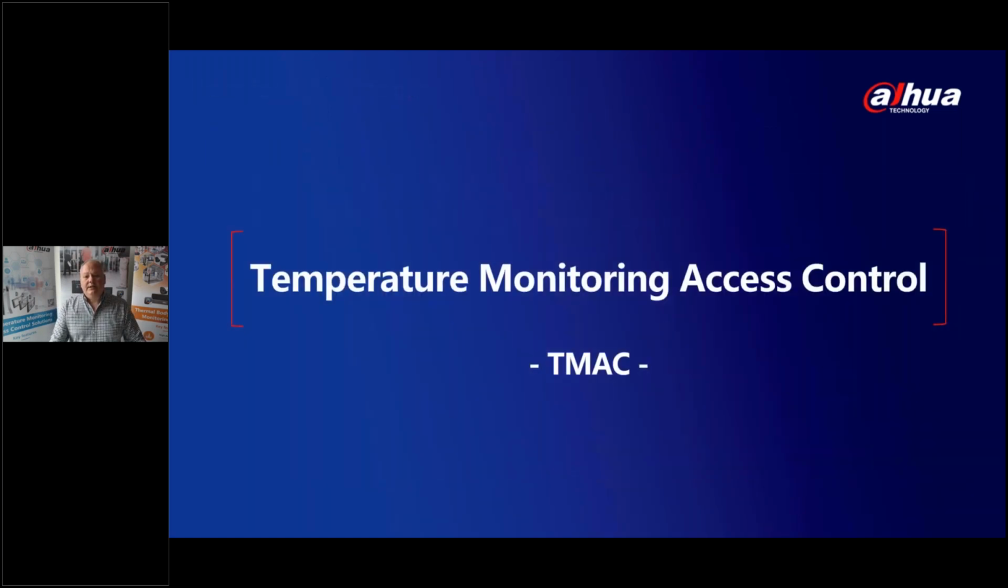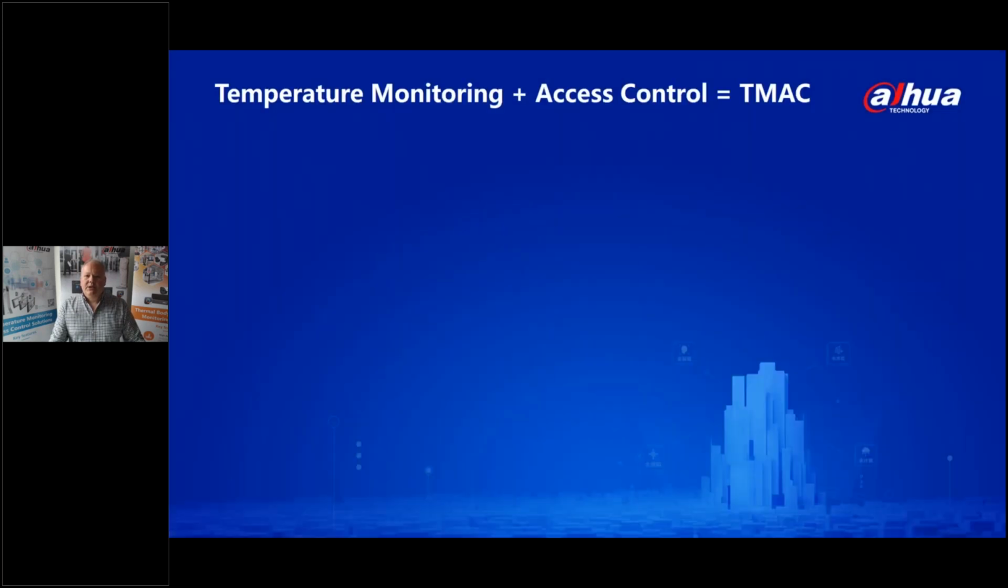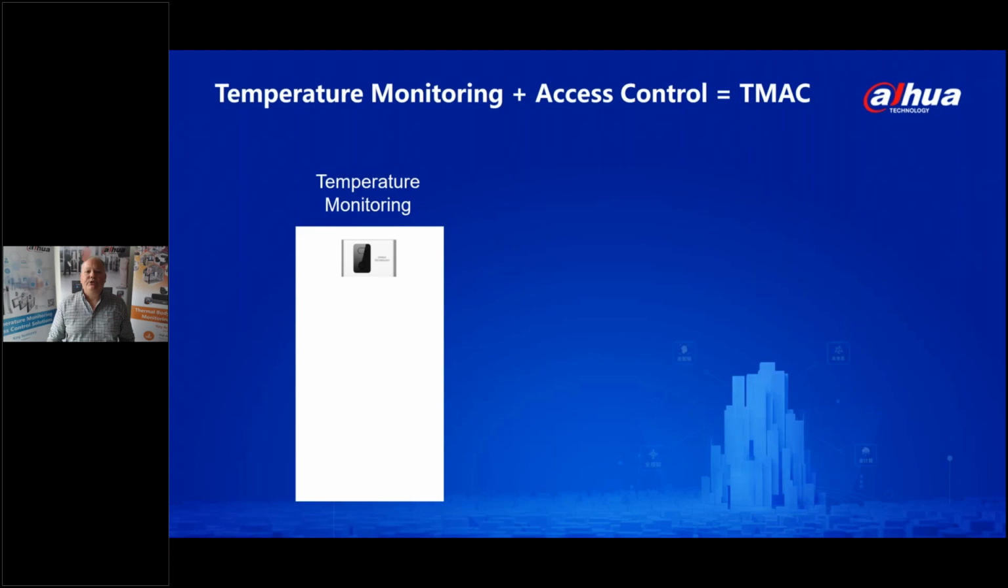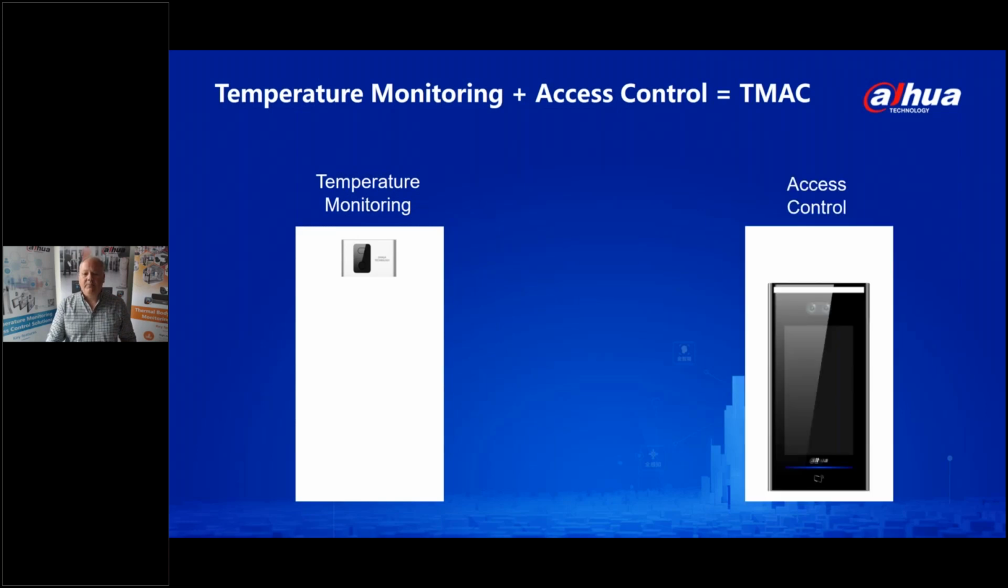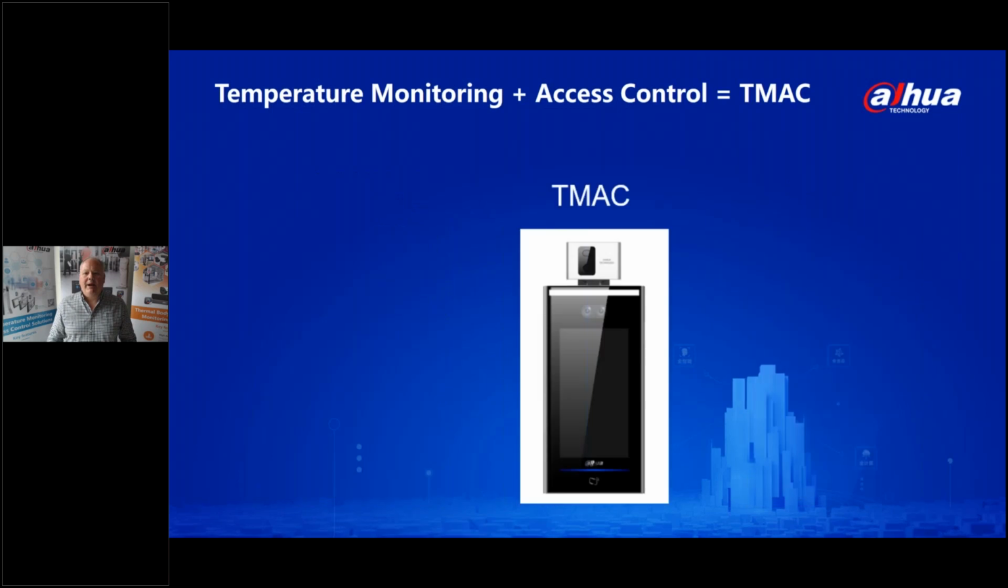So let's take a look at the TMAC, or Temperature Monitoring Access Control System, in a little more detail. You can think of the TMAC solution as a marriage between two different technologies. To start with, there's temperature monitoring, so thermal imaging. On top of our solution, there's a low resolution thermal imaging camera, and there's an access control panel. Both of these technologies have existed for a long time in their own right. However, TMAC is a happy marriage of those two technologies merged into the same box.